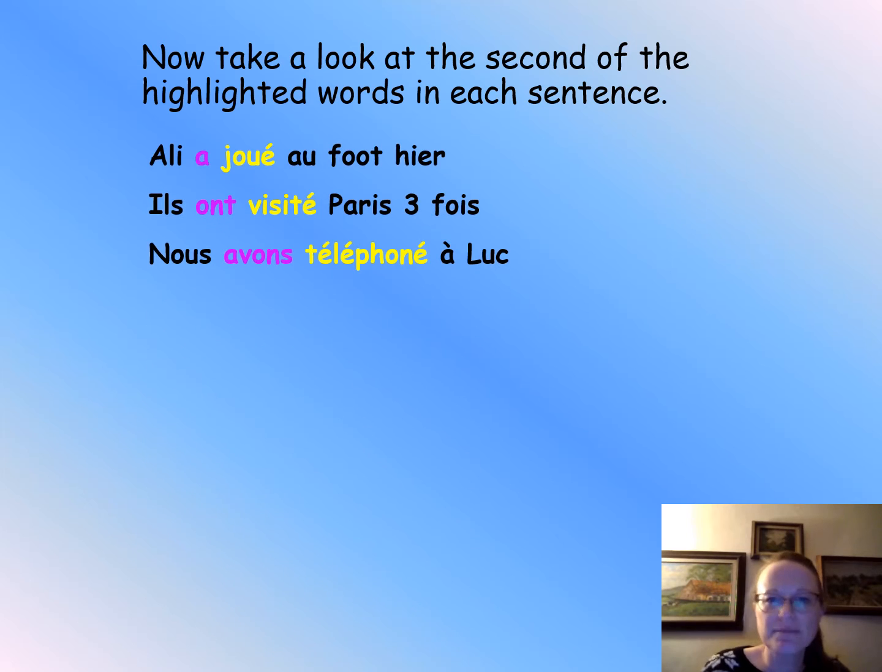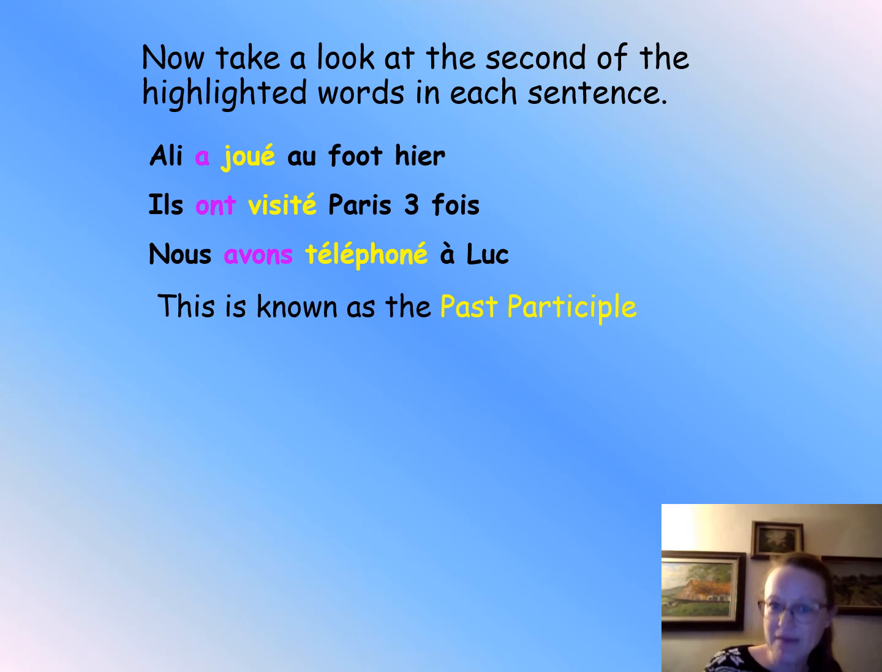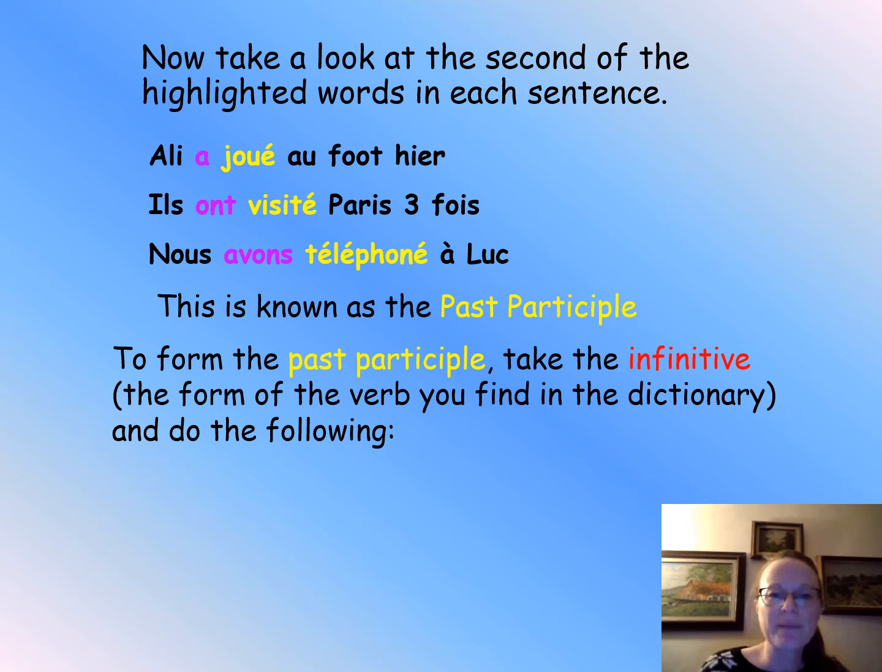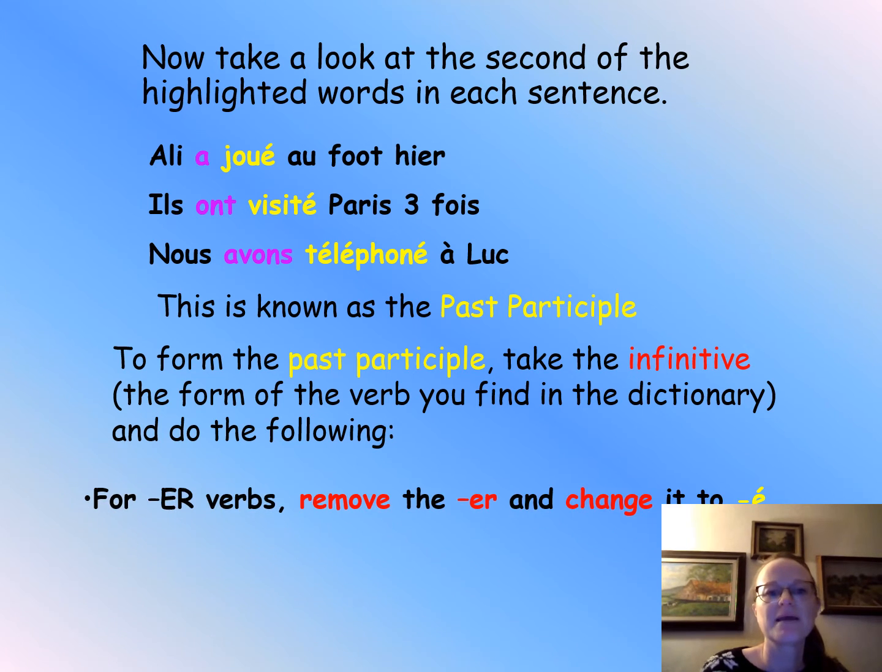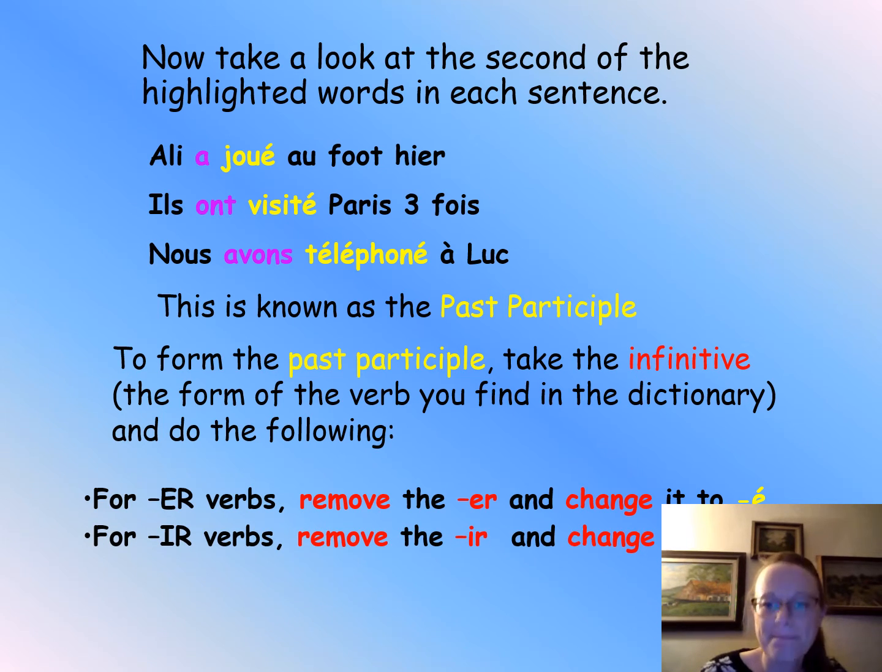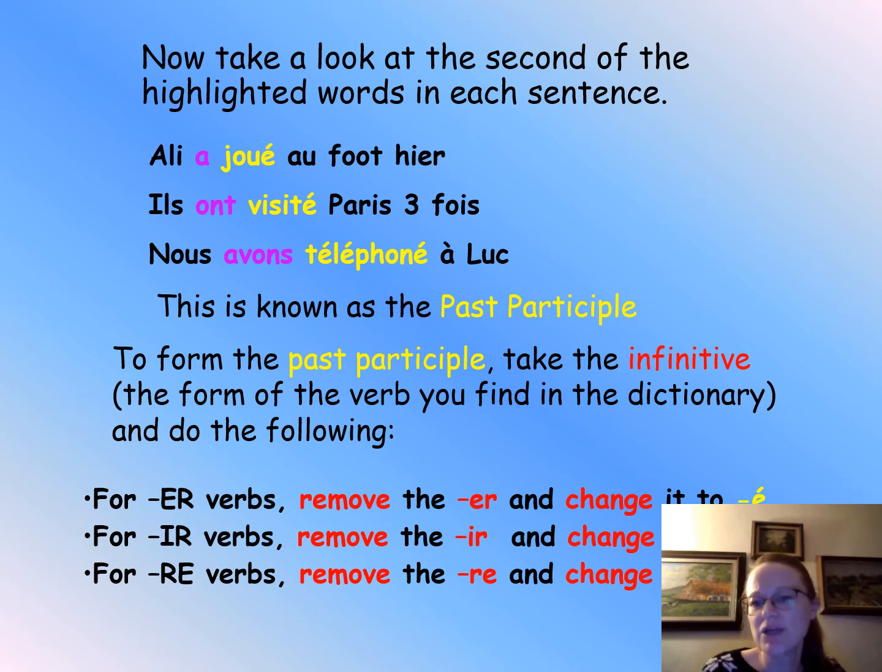All right, now let's take a look at the second highlighted words in each sentence. Jouer, visiter, téléphoner. This is known as the past participle, or in French, le participe passé. To form the past participle, you take the infinitive, and for ER verbs, you remove the ER and change it to é. For IR verbs, you remove the IR and change it to i. And for RE verbs, you remove the RE and you change it to u. Okay, so ER, é, IR, i, RE, u.